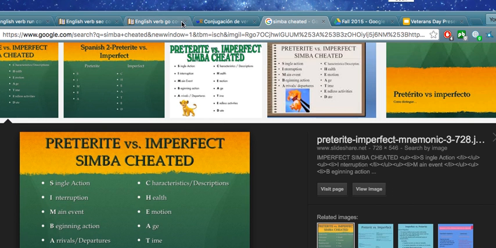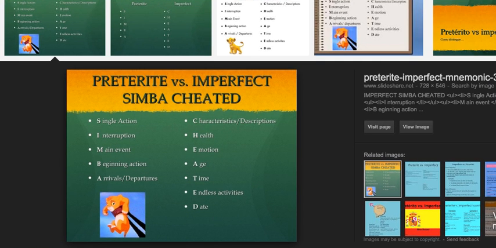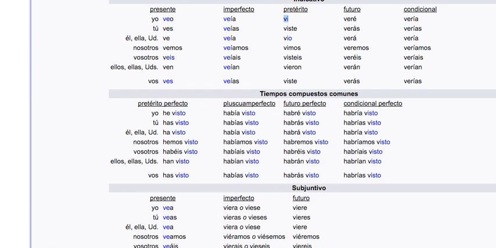But what they needed more help with was the rules of the imperfect and the preterite in Spanish. So I restarted the lesson and I taught them the preterite and the imperfect in Spanish all over again. For the preterite, it's single action, interruption, main event, beginning action, also ending of an action, arrivals and departures. For the imperfect, it's characteristics, descriptions, health, emotion, age, time, endless activities. But I did all this in Spanish for them because Spanish is their first language.